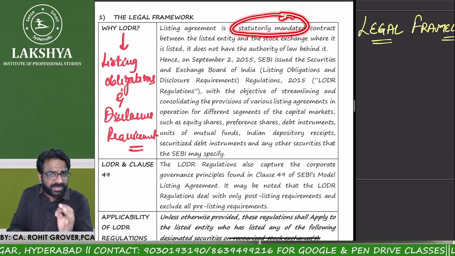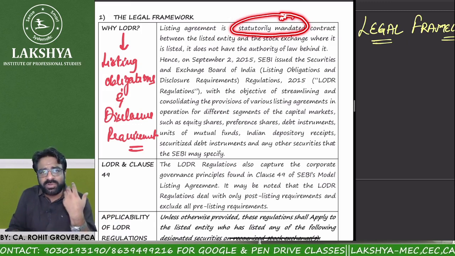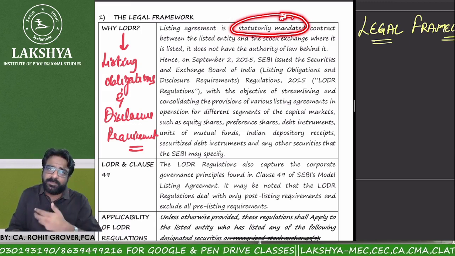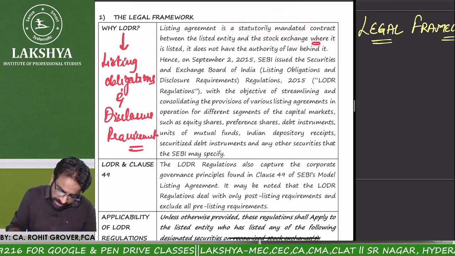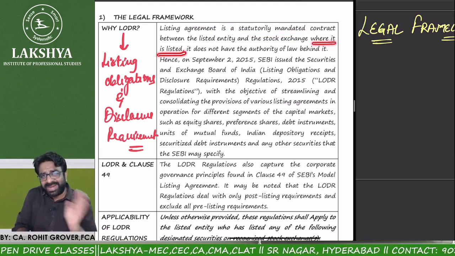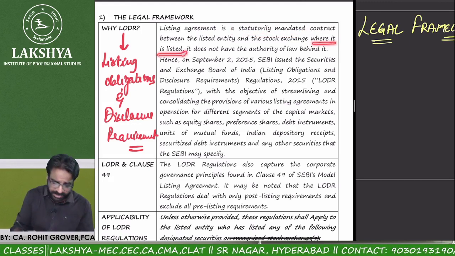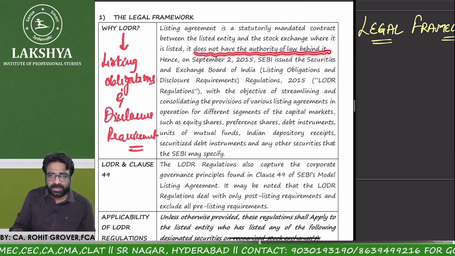So if you are a listed entity, you have to follow some rules and regulations under the LODR, which are being imposed upon you by the stock exchanges, right? Where it is listed, you have to follow the LODR regulations of that stock exchange where you are listed. It does not have the authority of a law behind it, right or not?